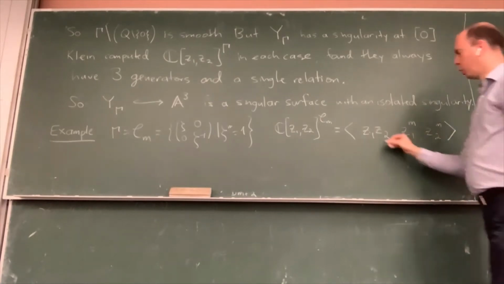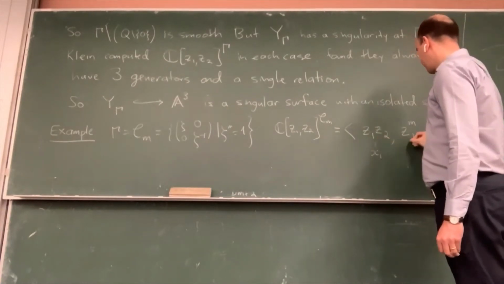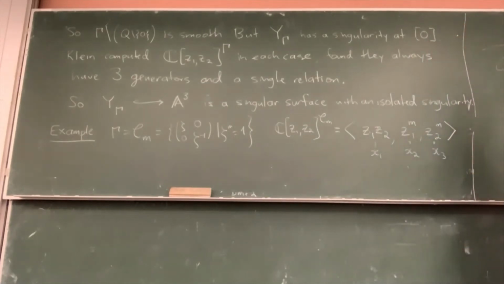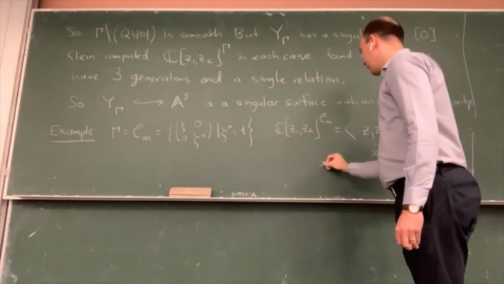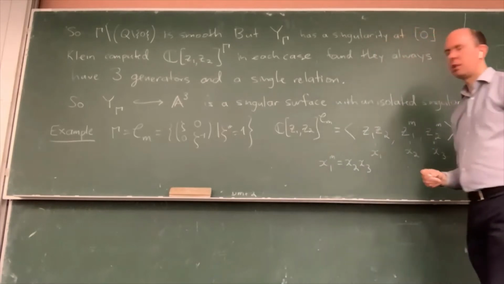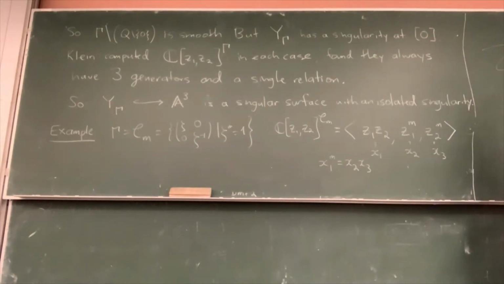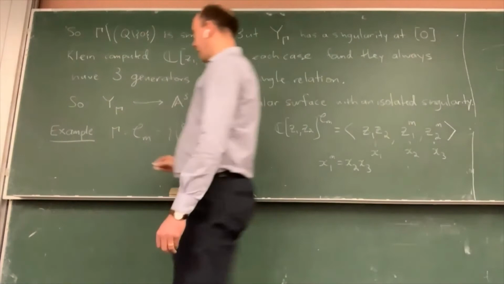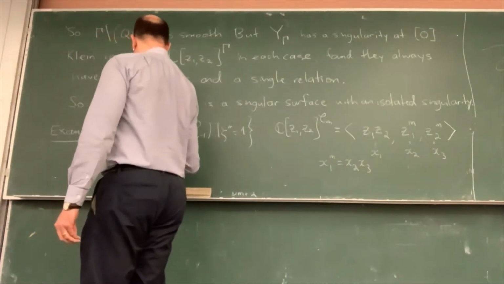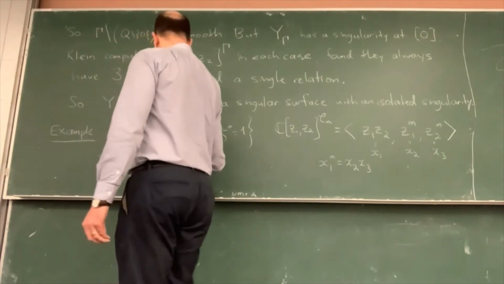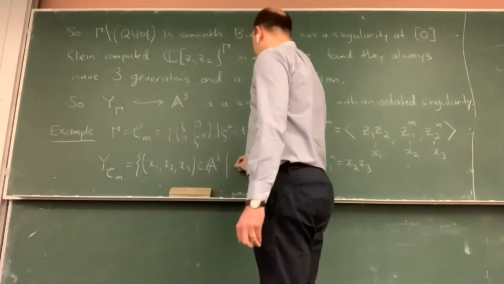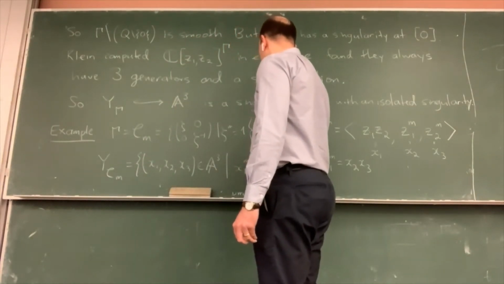And if you call these generators x1, x2, and x3, then they satisfy the single relation that x1 to the m is x2 times x3. So this embedding in A3 realizes Y gamma as the singular surface in A3 defined by the single equation x1 to the m equals x2 times x3.